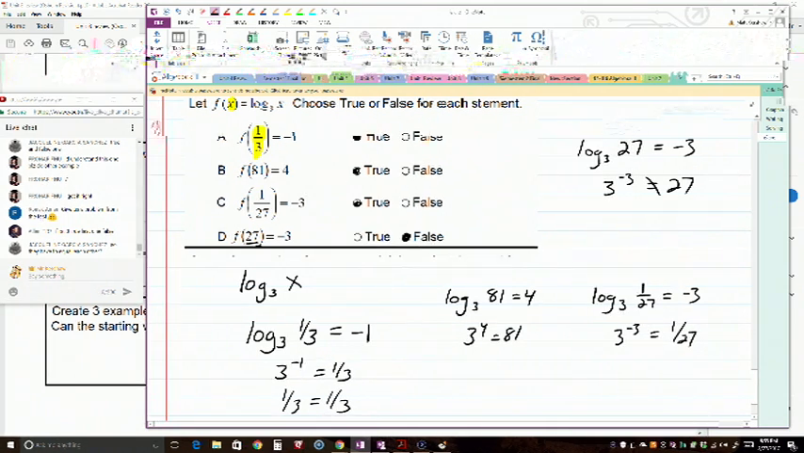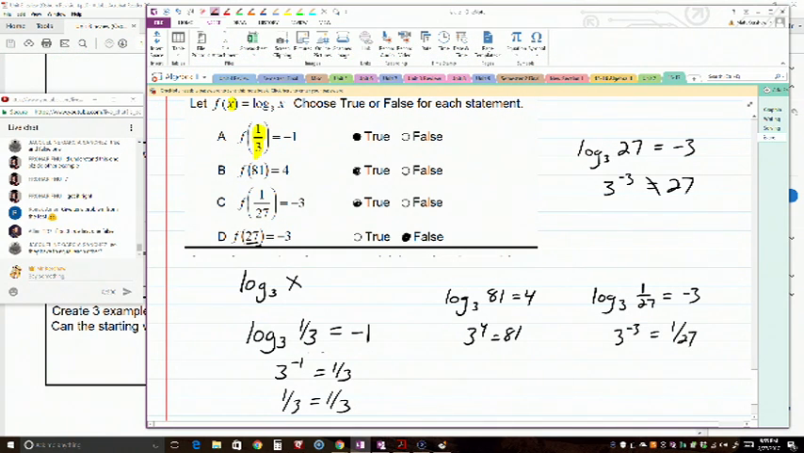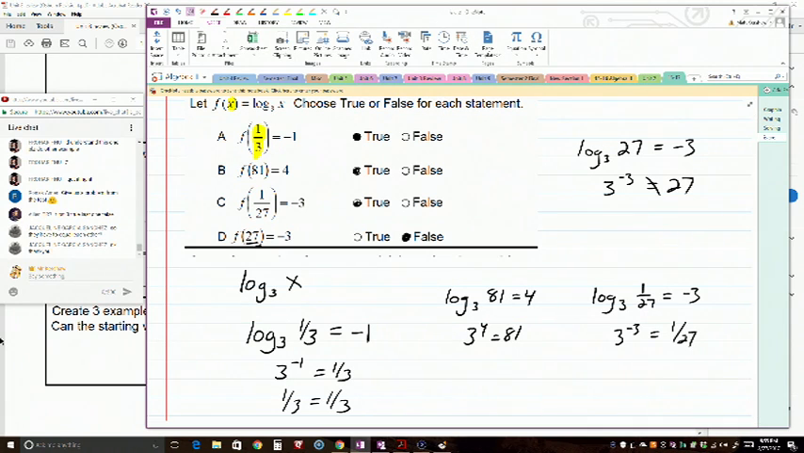So when you go to exponential form, yes, the left side has to equal the right side. All right. One more question.